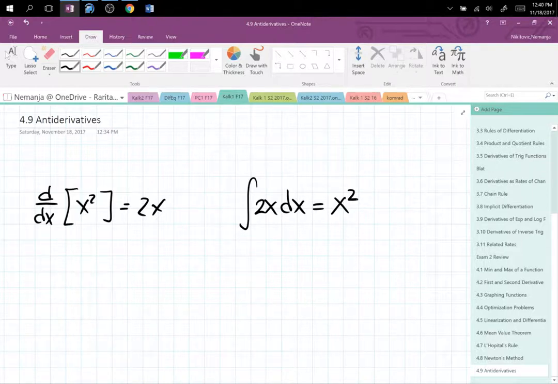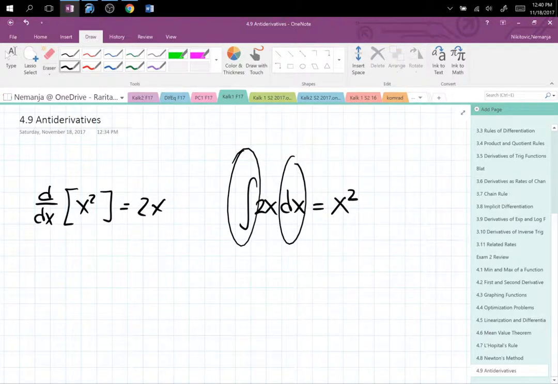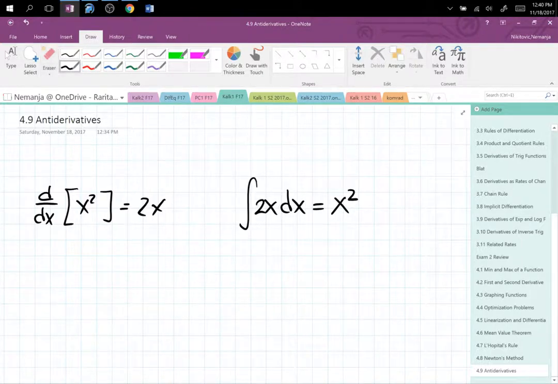So the notation used to be the derivative of, and then you put the function inside these brackets. The new notation now is integral sign and dx. You can't skip either of the two. Both of them are together, one notation for the entire thing.